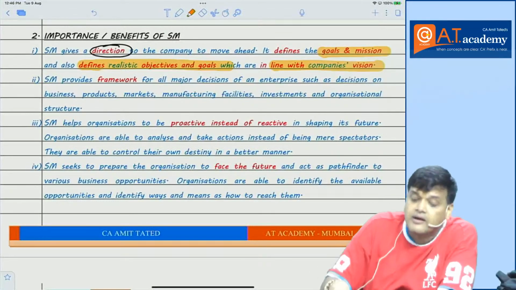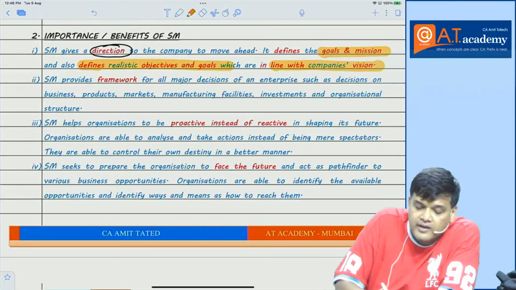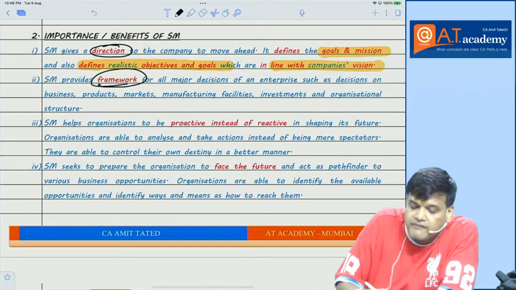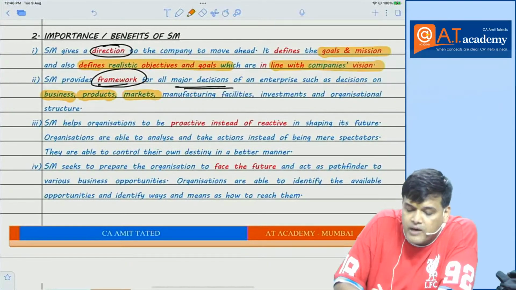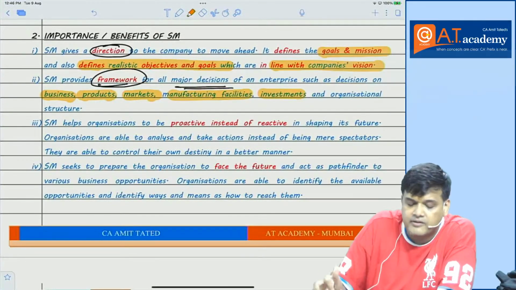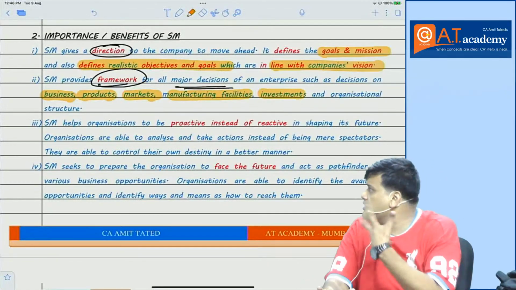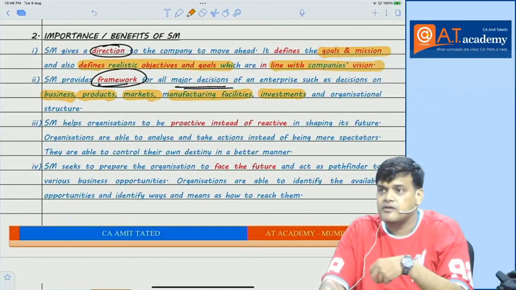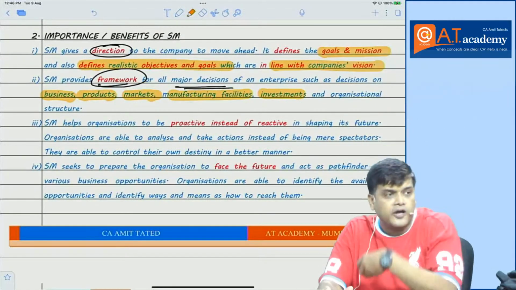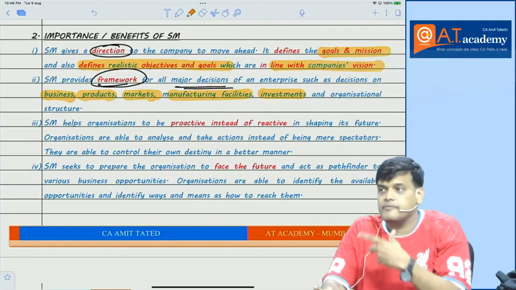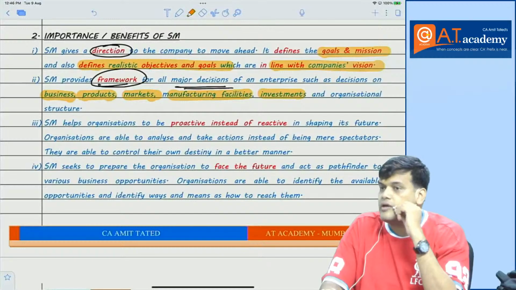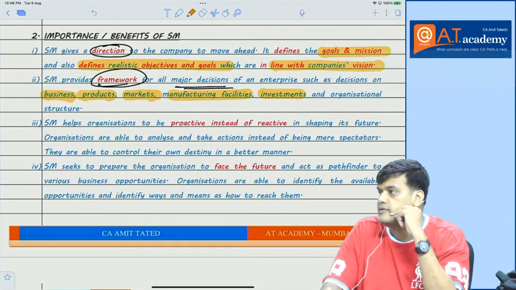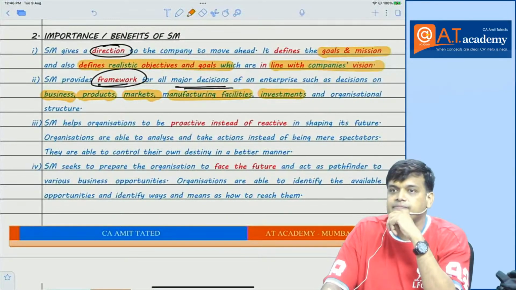See, learn. What does SM provide? Framework for all major decisions of the enterprise such as business, products, market, manufacturing facility, investment. How is it giving a framework? Framework means it is giving steps. This market, this product, this investment. Everybody, tell me how the framework is being given.